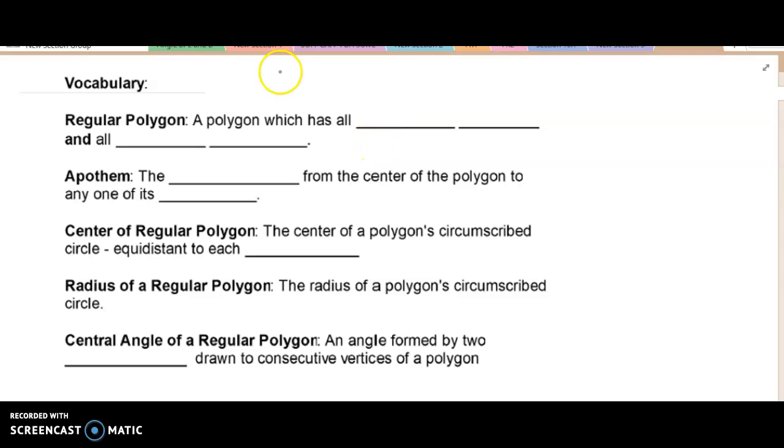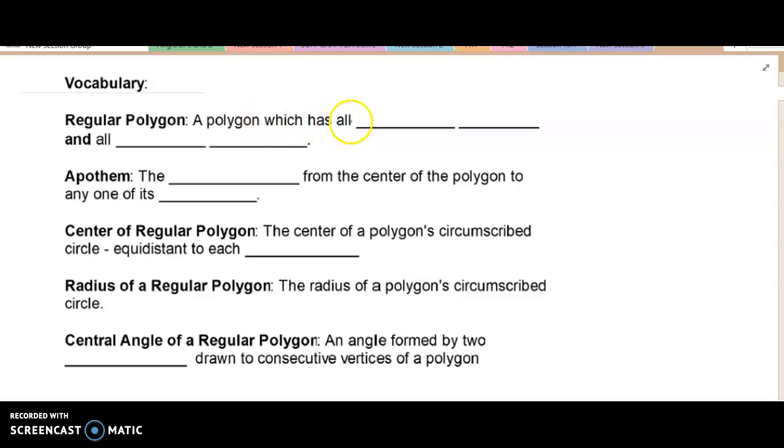All right, so this is the video for 11.3, and we're going to talk about how to find the areas of regular polygons, and also rhombuses and kites. But regular polygons is the big one here. So let's do a couple of vocab words, and then we'll get going with it.